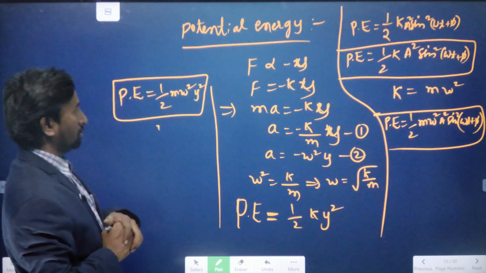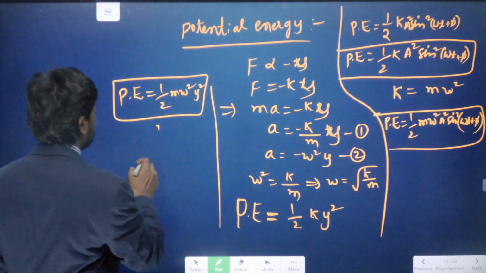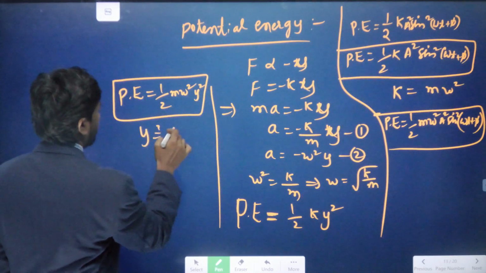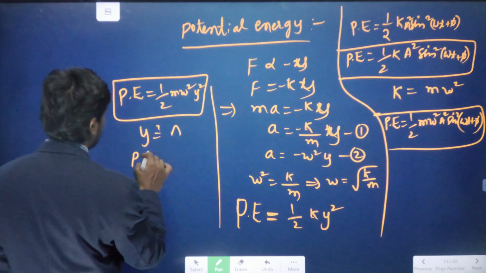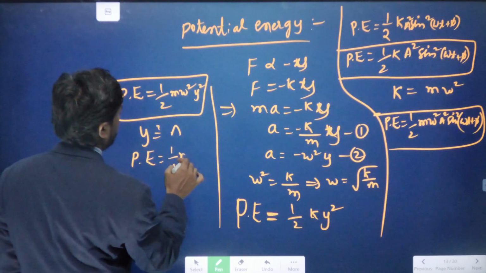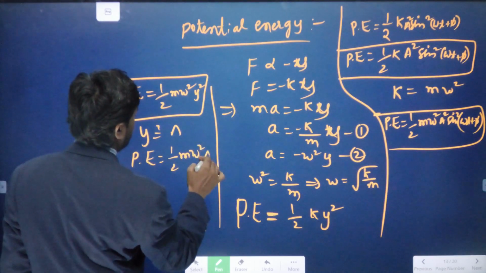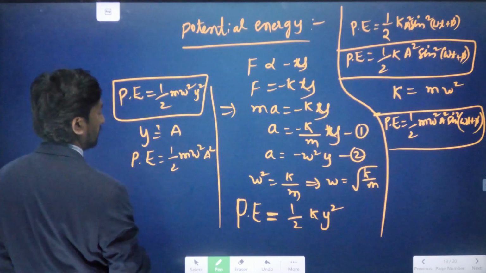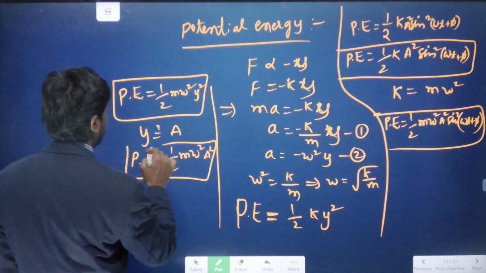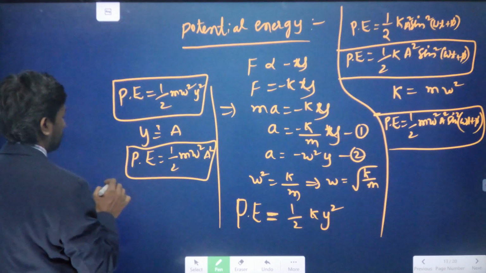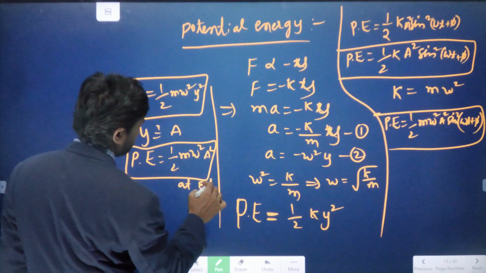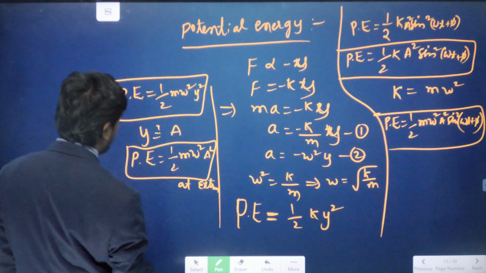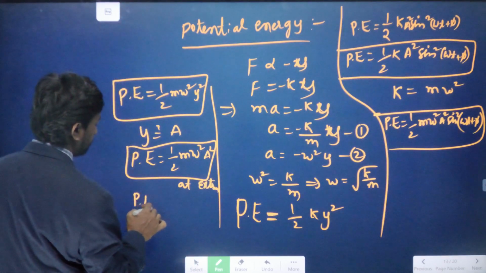Now this is at the extreme position. At the extreme position, y is equal to a, which means that is the extreme position. Then the potential energy is equal to half into m into omega square into a square. This is the final equation at the extreme position. And now, the potential energy at the mean position.